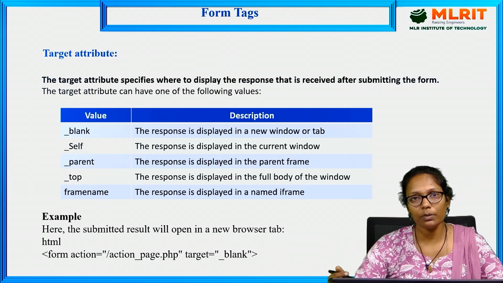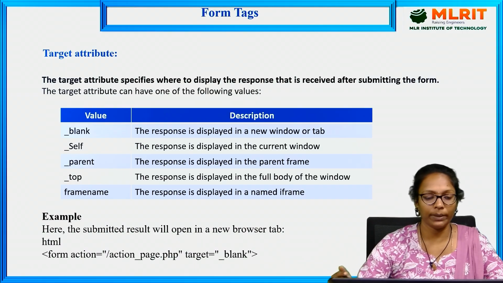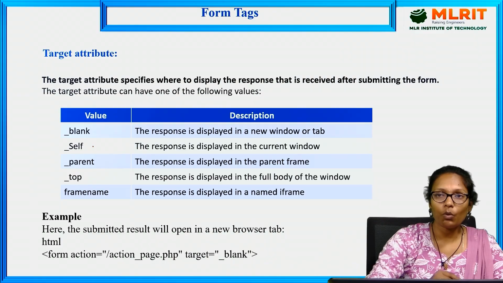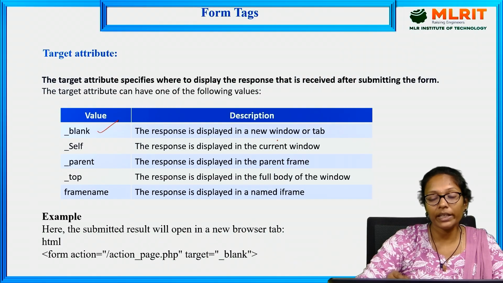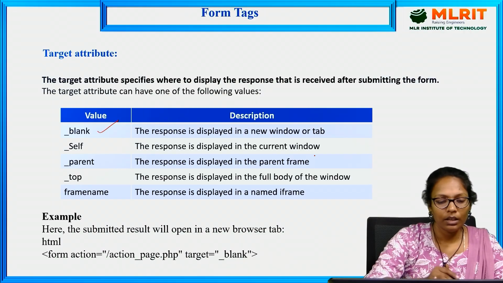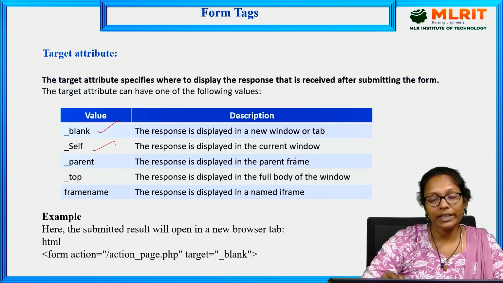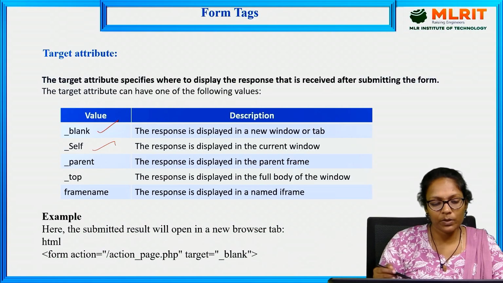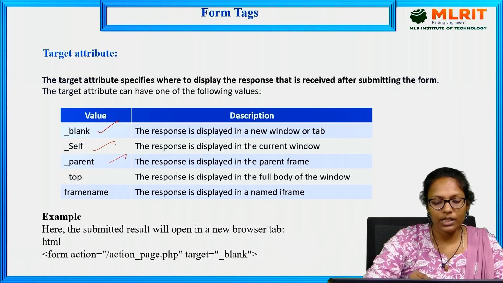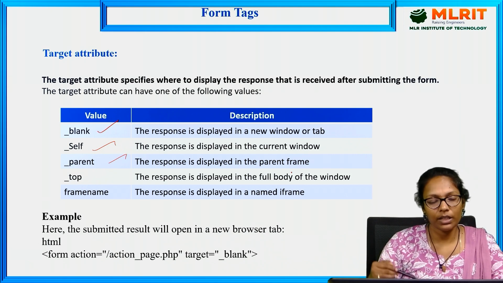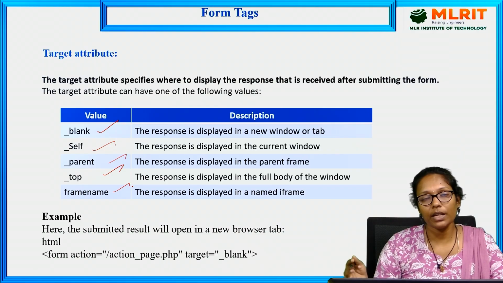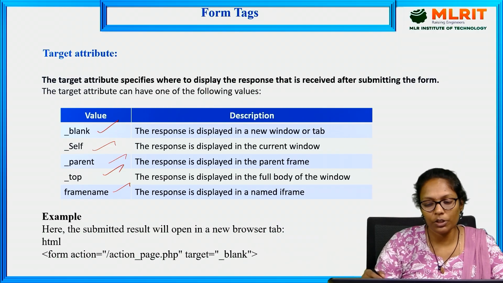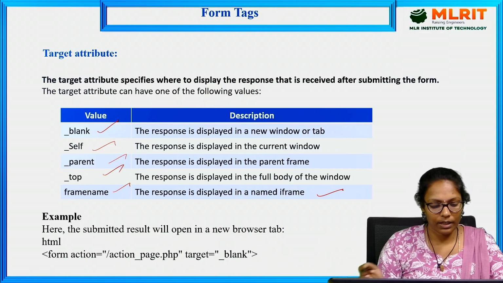These target attributes we are also giving to the form tag only. So in the target attribute, what will be the values? The first one is underscore blank. The response is displayed in a new window or new tab. Underscore self. The response is displayed in the current window itself, the same tab, same window. Underscore parent. The response is displayed in the parent frame, I mean the current frame. Underscore top, the top frame, or the frame name. If you have multiple frames and if you have the frame name, you can mention that as the target attribute.